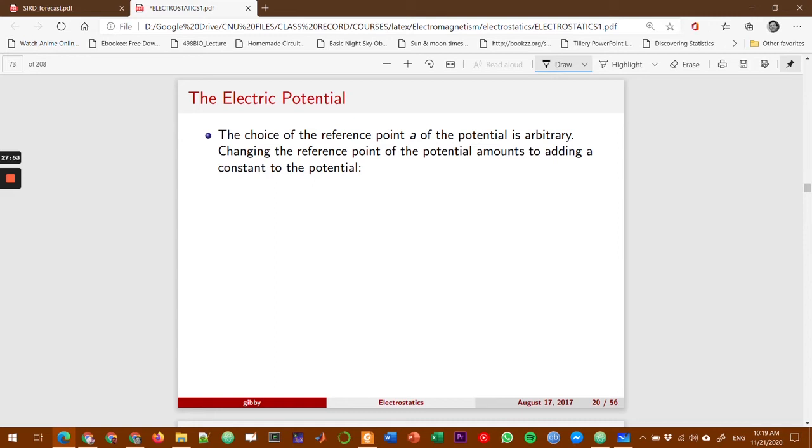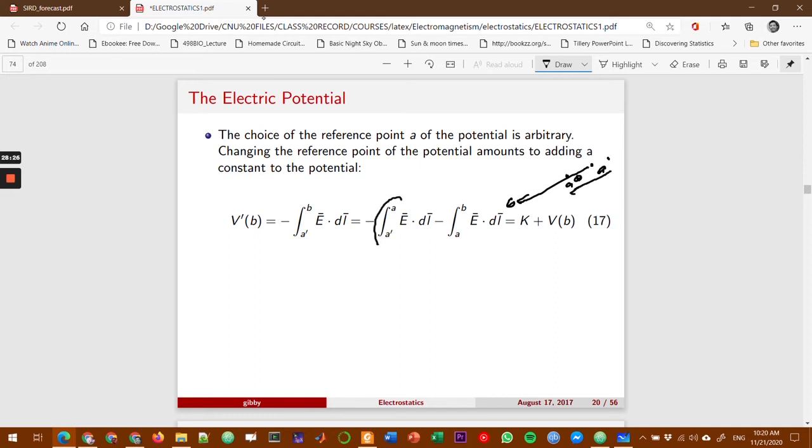The choice of the reference point A of the potential is arbitrary. Choosing the reference point for the potential amounts to adding a constant to the potential. Let's say, instead of going directly from A to B, we start from a closer point, A prime. So let's say we start from A prime, extend to A, and then we have A to B, okay?